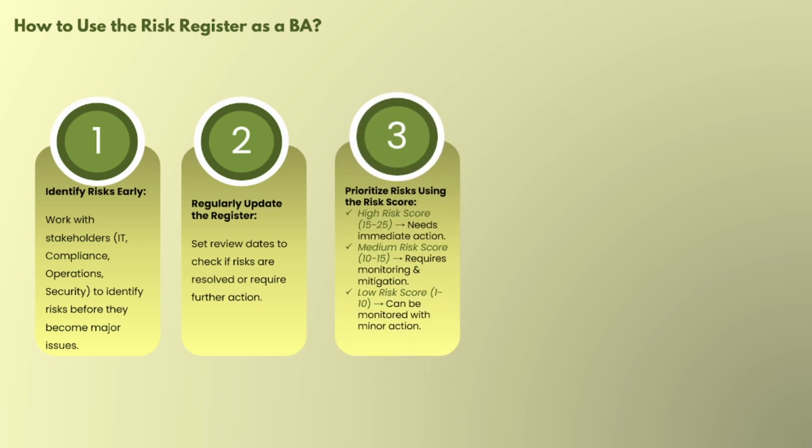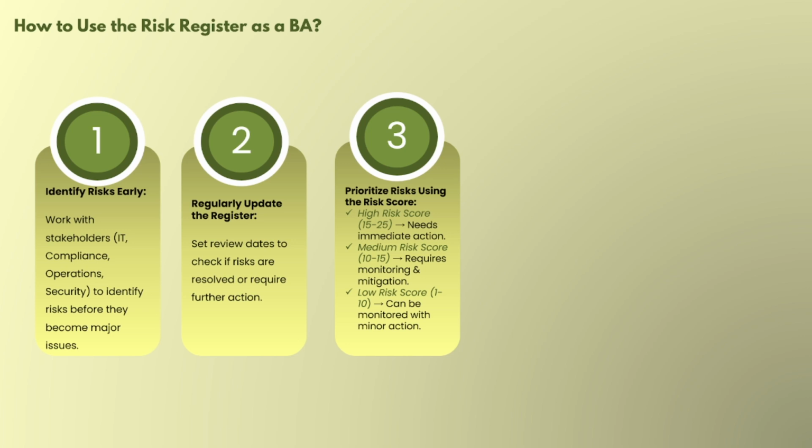Then prioritize risks using the risk score. We have seen how the risk score is calculated: it is likelihood versus impact. Generally it depends upon the organization, so it's not necessarily that 10 to 25 is the measure in your organization. It is just a sample I have provided.